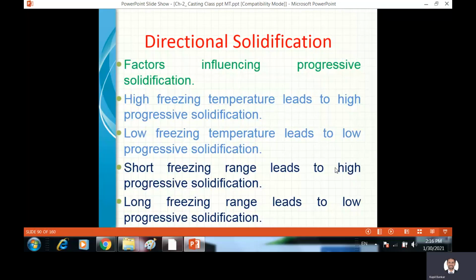Some factors influence progressive solidification. Suppose a high freezing temperature of your alloy or metal is there, at that time it leads to high progressive solidification. So high freezing temperature leads to high progressive solidification, and low freezing temperature leads to low progressive solidification. Now, if the freezing range is very short, then it leads to high progressive solidification. And if your freezing range is very large or very long, it leads to low progressive solidification.